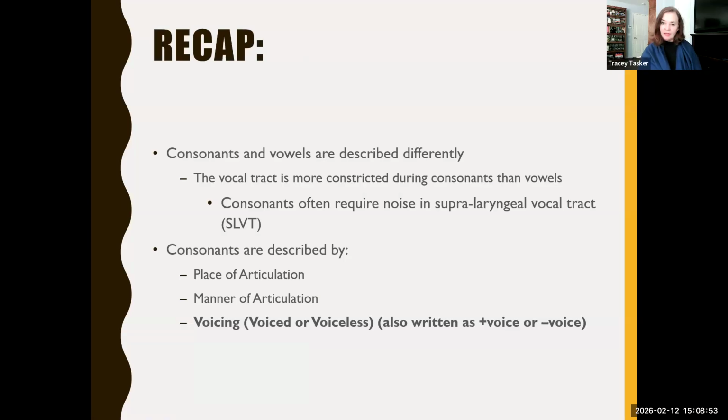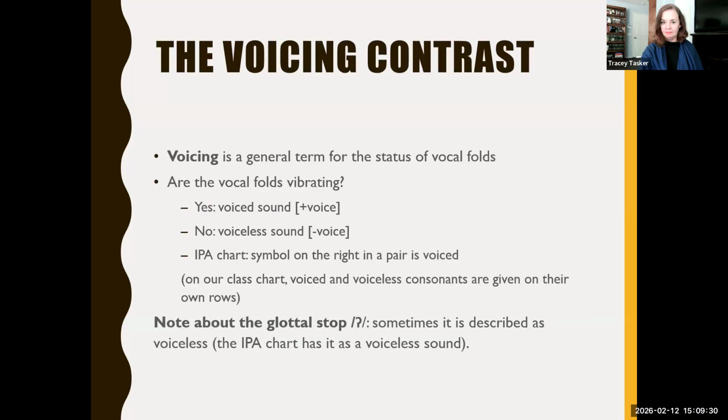So this is really the last part of how we categorize consonants. We talked about place of articulation and where it sits on the IPA chart. We talked about manner of articulation and where that sits on the IPA chart. Now, in the international IPA chart, sounds are often put in one cell as pairs, and the one on the left is voiceless and the one on the right is voiced. In our chart, we have it as a separate row. So let's talk about that.